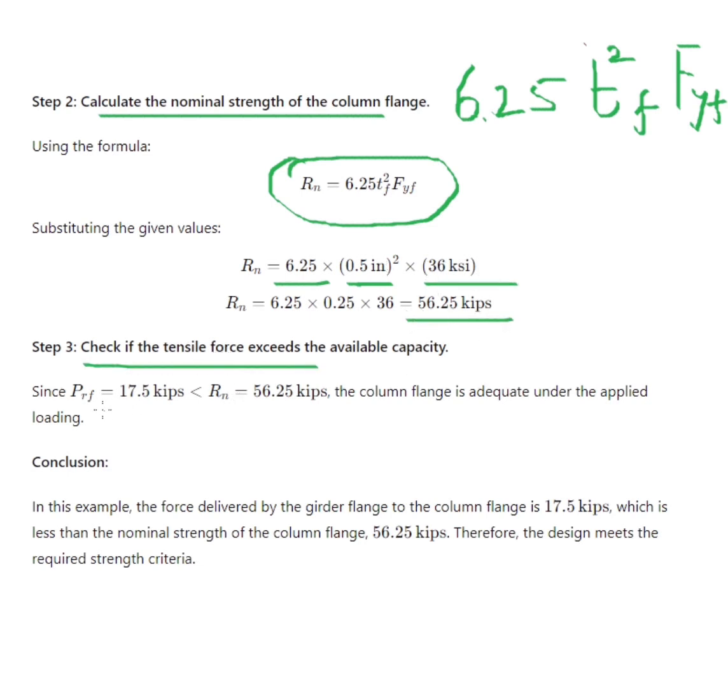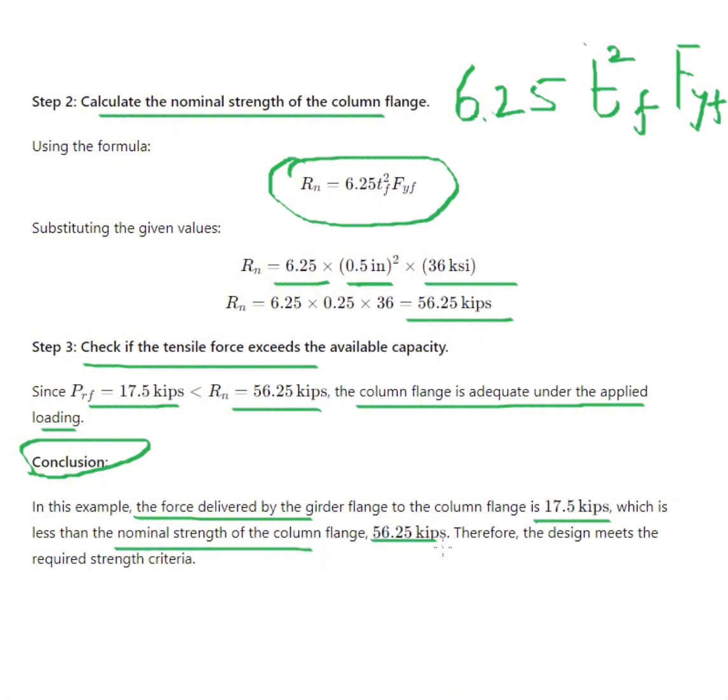Check if the tensile force, this tensile force 17.5, is less than the 56.25. The column flange is adequate under the applied loading. So the conclusion is, in this example, the force delivered by the girder flange to the column flange is 17.5 kips, which is less than the nominal strength of the column flange, 56.25. Therefore, the design meets the required strength criteria.